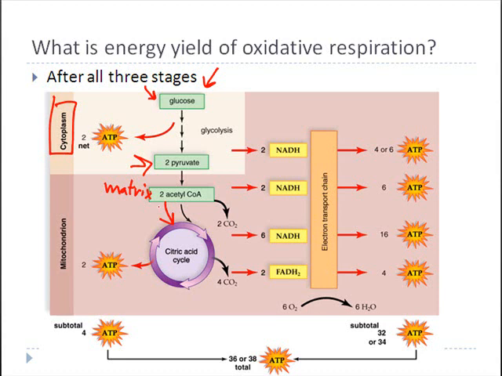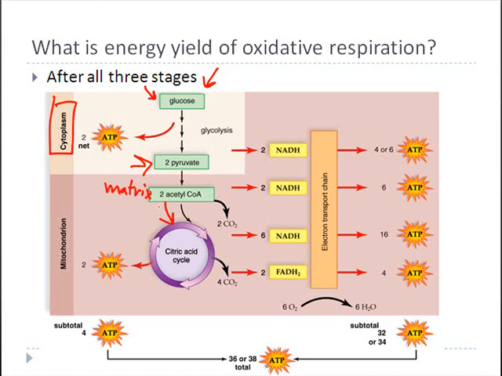I'm sorry, I misspoke there. We took the two molecules of pyruvate, we moved them into the matrix, attached the CoA to them, and in the process we got two carbon dioxide off. And now we have two acetyl molecules that enter into the citric acid cycle.